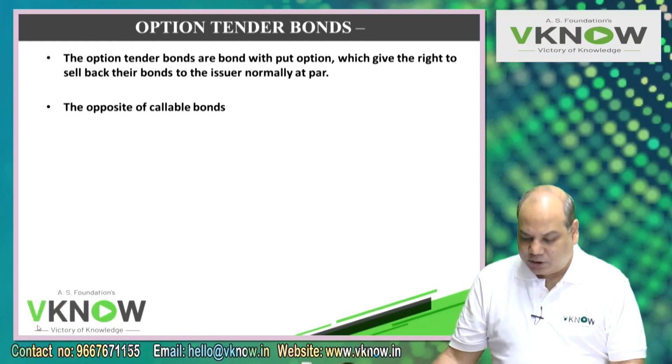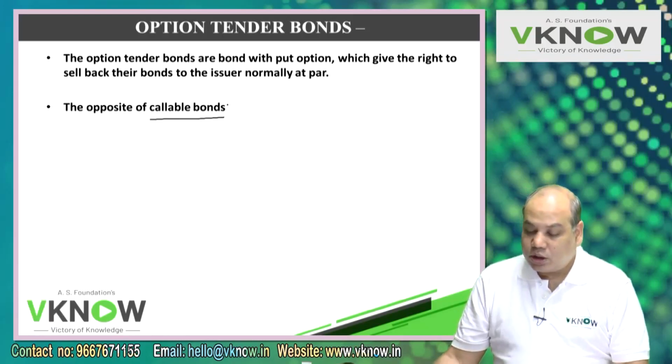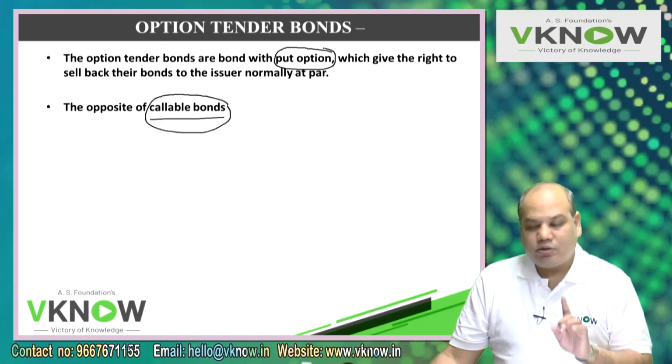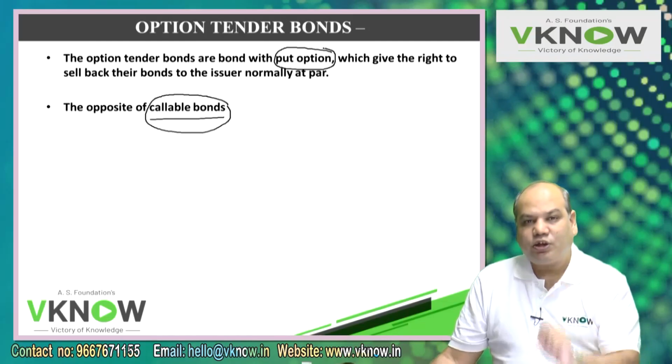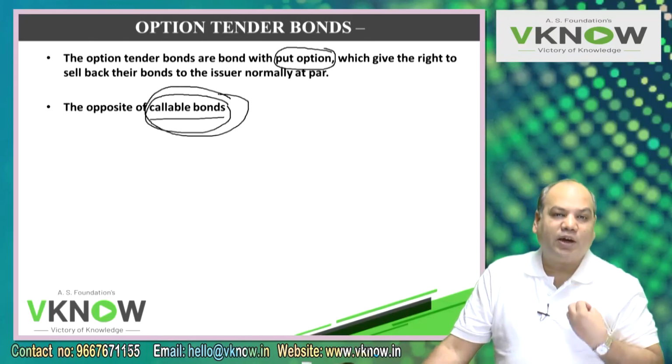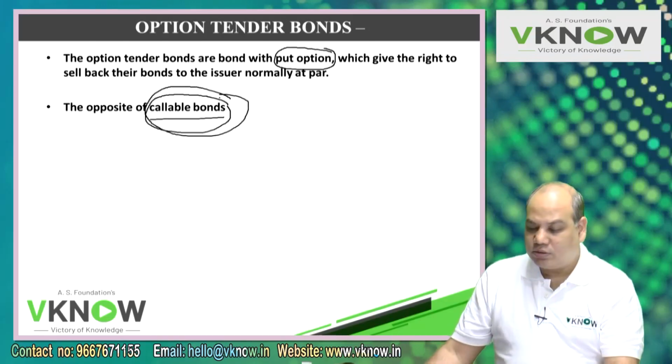Briefly, I will explain today the callable bond. What is a callable bond? A company has the right to redeem the bond before maturity. In an option tender bond, or bond with a put option, the investor has a right to sell the bonds before maturity. In a callable bond, the company has a right to call back the bond before the maturity.